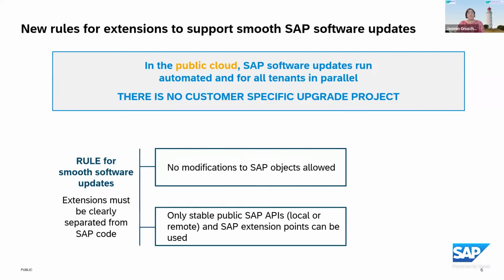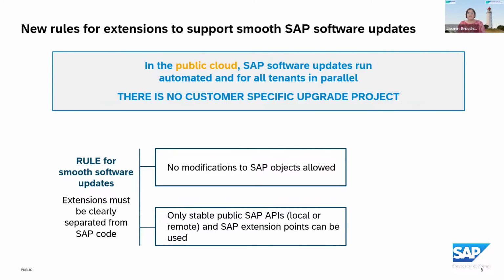So, basically two rules for smooth software upgrades. The first: no direct modifications to SAP objects are allowed. There's always an abstraction layer above an SAP object that allows you to consume it in a lifecycle-stable way. But you cannot directly access SAP objects. For example, SAP tables in ABAP Cloud cannot be selected from directly.